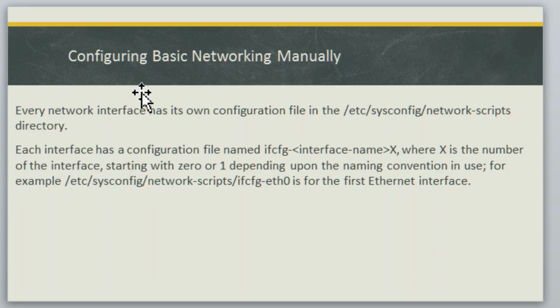So we can configure basic networking manually. Every network interface has its own configuration file, and that's in the /etc/sysconfig/network-scripts directory. Each interface has a configuration file named ifcfg- and then the interface name x. Okay, x is the number of the interface, so we start with 0 or 1 depending upon the naming convention. So for example, we could have /etc/sysconfig/network-scripts/ifcfg-eth0, meaning the first Ethernet connection, okay?